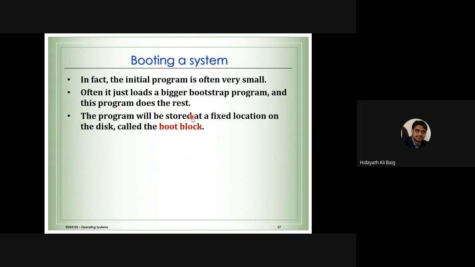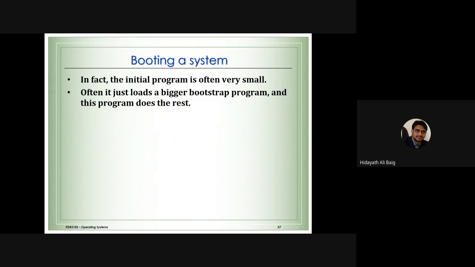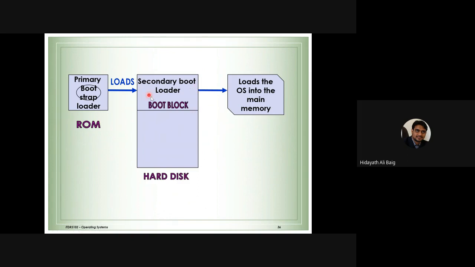The operating system will be stored at a fixed location on the disk, and we call this location a boot block. Means in the hard disk, like we have seen in the picture here, one special place will be allocated or reserved to store the operating system so that it cannot mess up with our data. Our data will be kept in the files. We have the directory structure. We have the information about the file allocation table, and actually we have the blocks of the data which is given for the file. So it is not mixed up or messed up with the other content of the hard disk. It is actually kept separated, which is on the boot block.